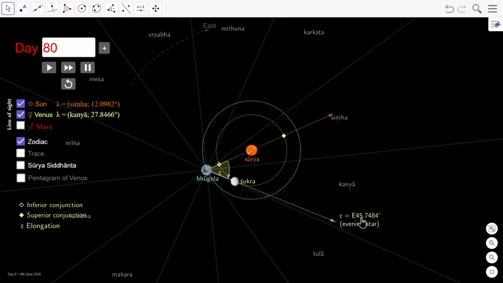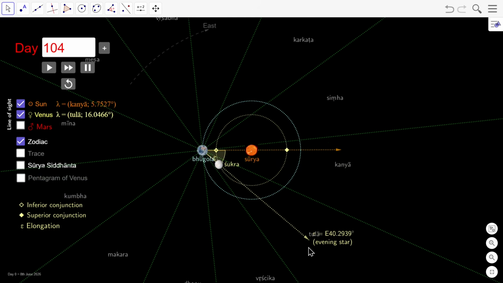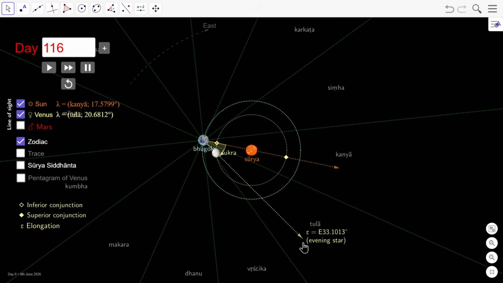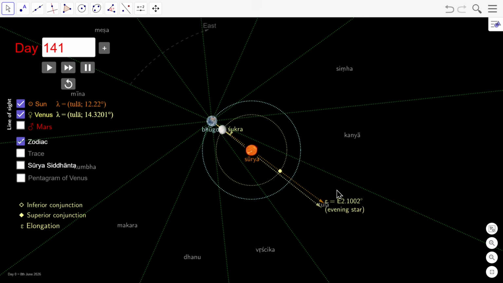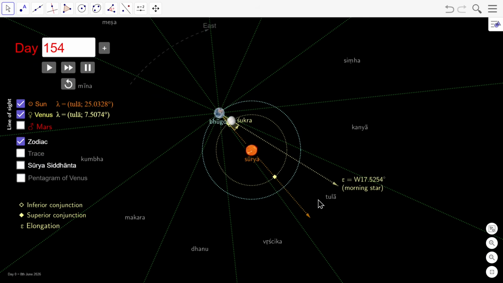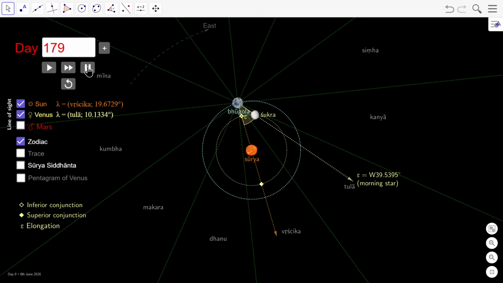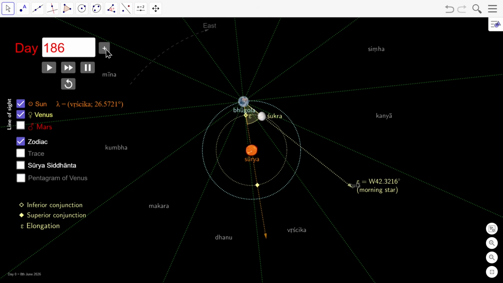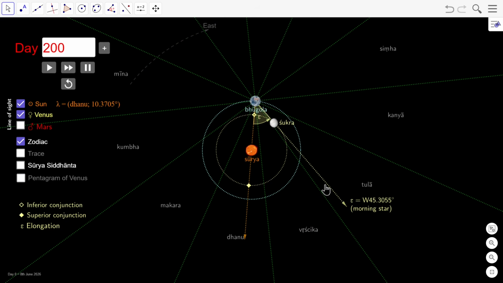Now the elongation is maximum. It's going to reduce now. And anytime now retrograde movement starts and it sweeps back, crosses over to the other side and goes to the west. Now let me wait until it goes to 200 days. There. So elongation 45.3 degrees west of the sun, and I call it now the morning star.